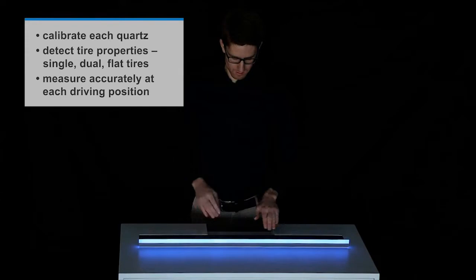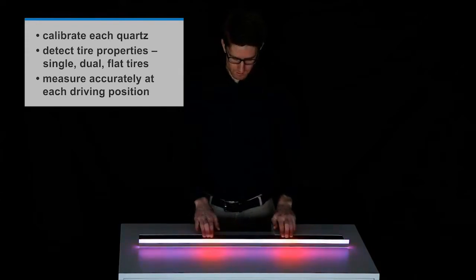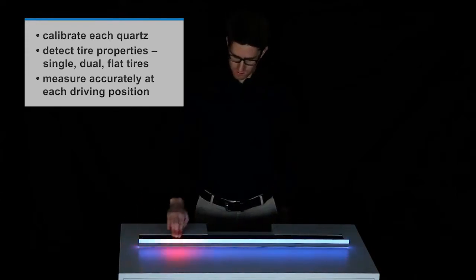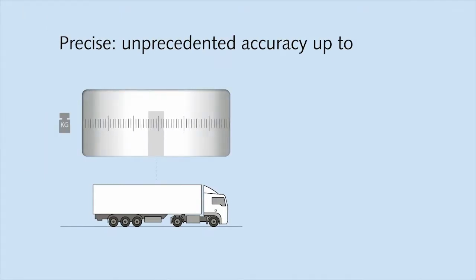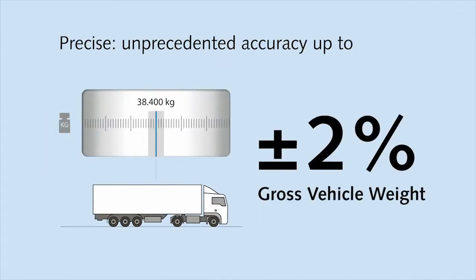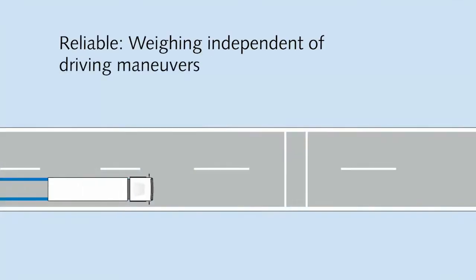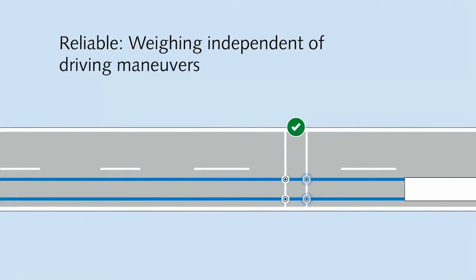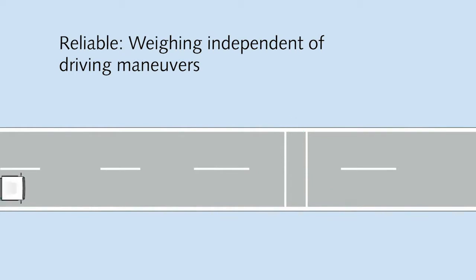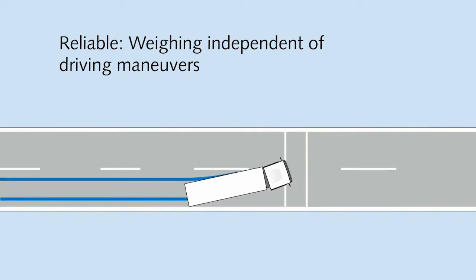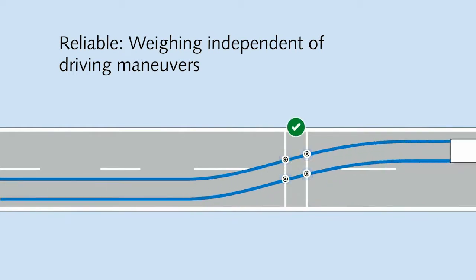With KiTraffic Digital, Kistler brings to market the most accurate weigh-in-motion system. The new technology accomplishes an accuracy of up to 2% gross vehicle weight. This allows the highest hit rate of enforceable vehicles and thus enables direct weight enforcement. WIM in free-flow traffic is now made easy and reliable, independent of driving maneuvers such as lane changes.